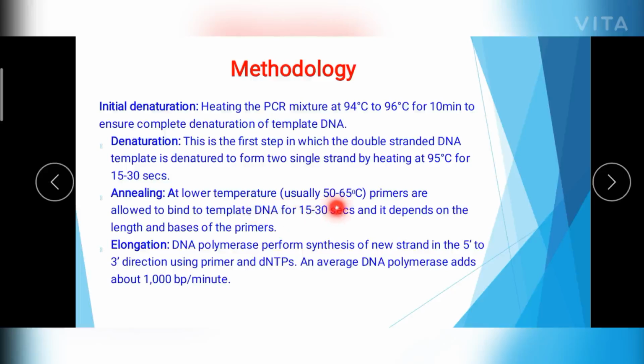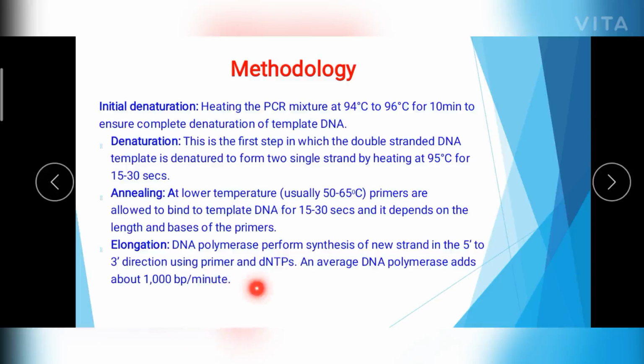When you decrease the temperature to 50 to 65 degrees centigrade, the primers, that is the forward and reverse primers, bind to the 5' ends of the target DNA, and then it initiates chain extension. That is the third step. The Taq DNA polymerase helps in the synthesis of the new strand in the 5' to 3' direction using the primer and the building blocks, that is the dNTPs. On average, DNA polymerase adds about 1000 base pairs per minute.